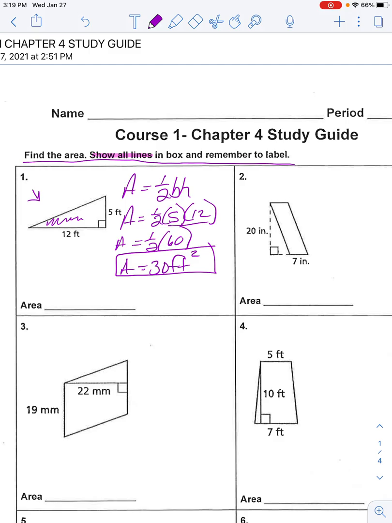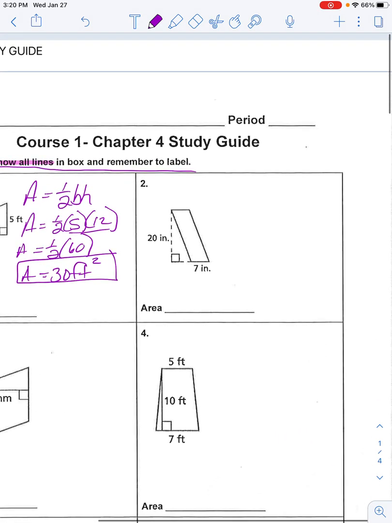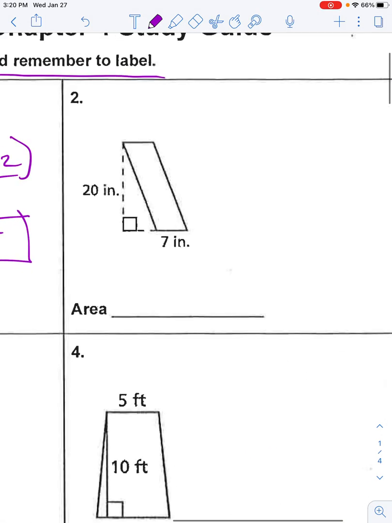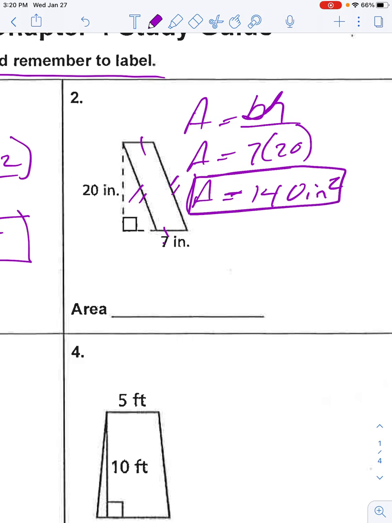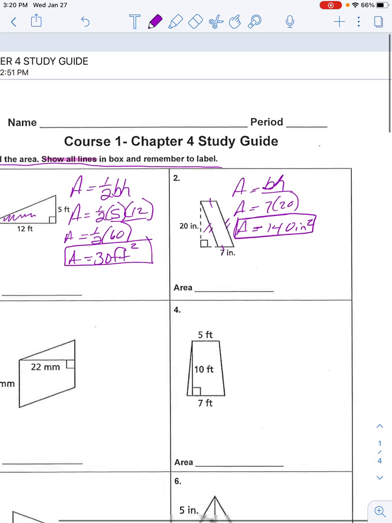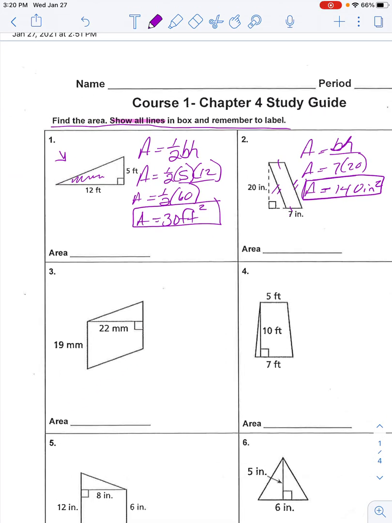Number 2, what is that shape? It's a parallelogram. Remember, opposite sides are parallel. Base times height. Base is 7, height is 20. Show all lines, which means formula, substitute, solve. 140 square inches.